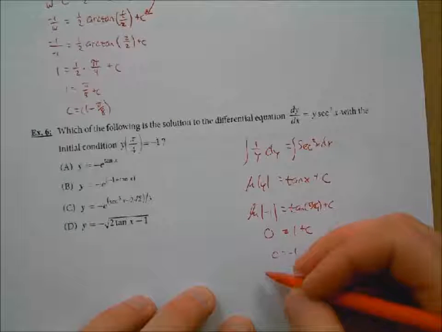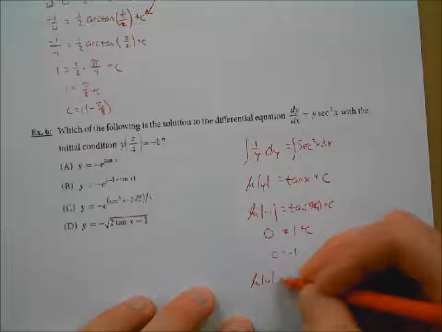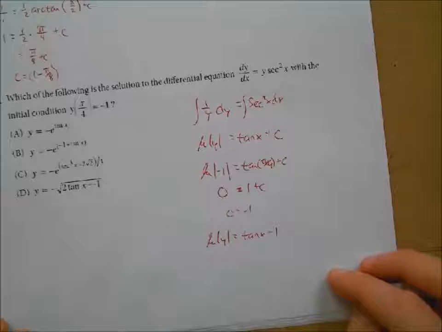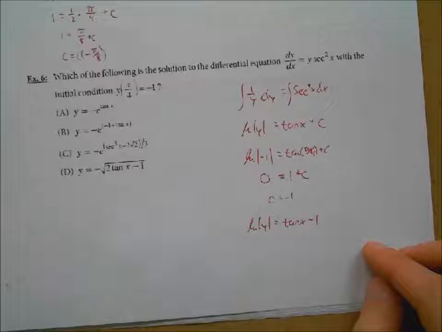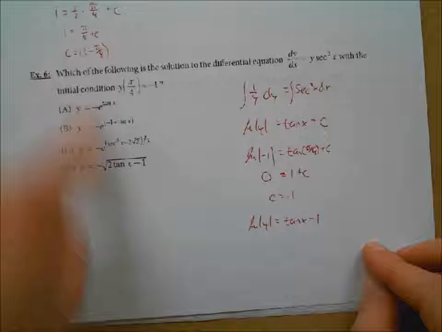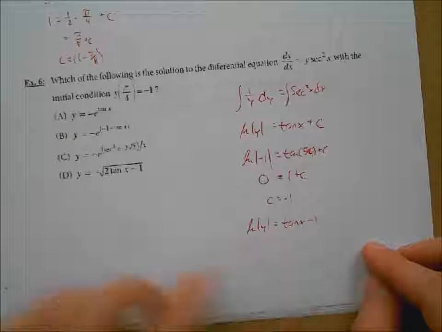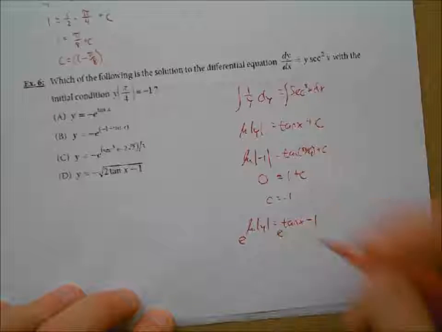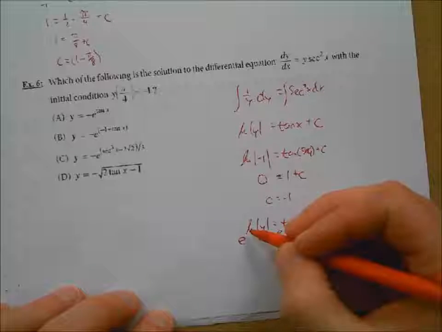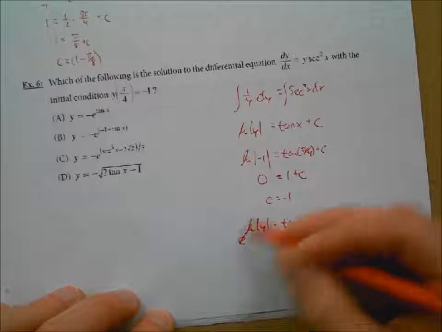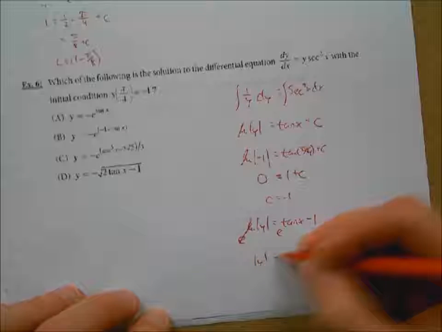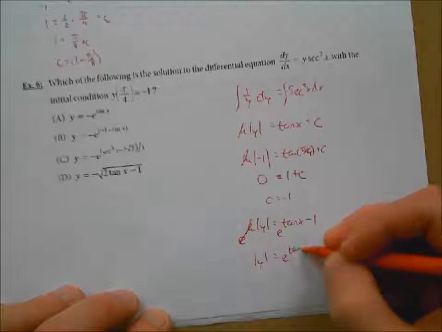And so we have then, back to our original, the natural log of the absolute value of y equals tangent of x minus 1. Of course, we want to get y by itself here because that's what we have. So how can we get y by itself? How can we solve for y here? E to the left-hand side, e to the right-hand side. Those cancel. What's left over here? Absolute value of y equals e to the tangent of x minus 1.